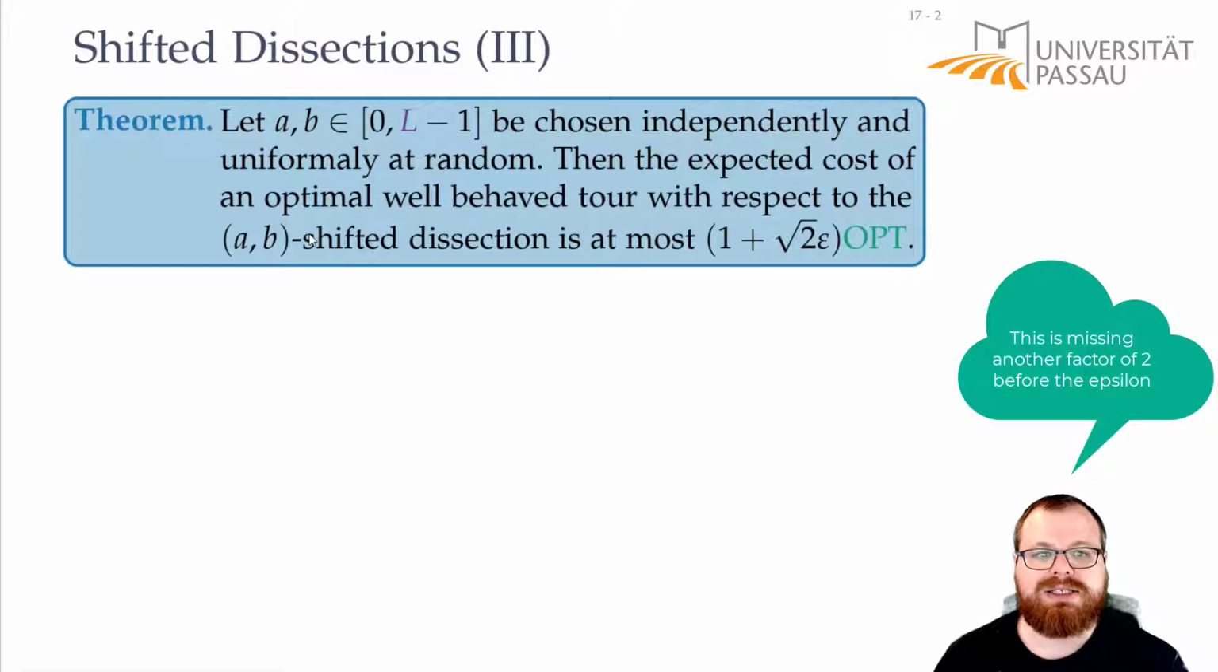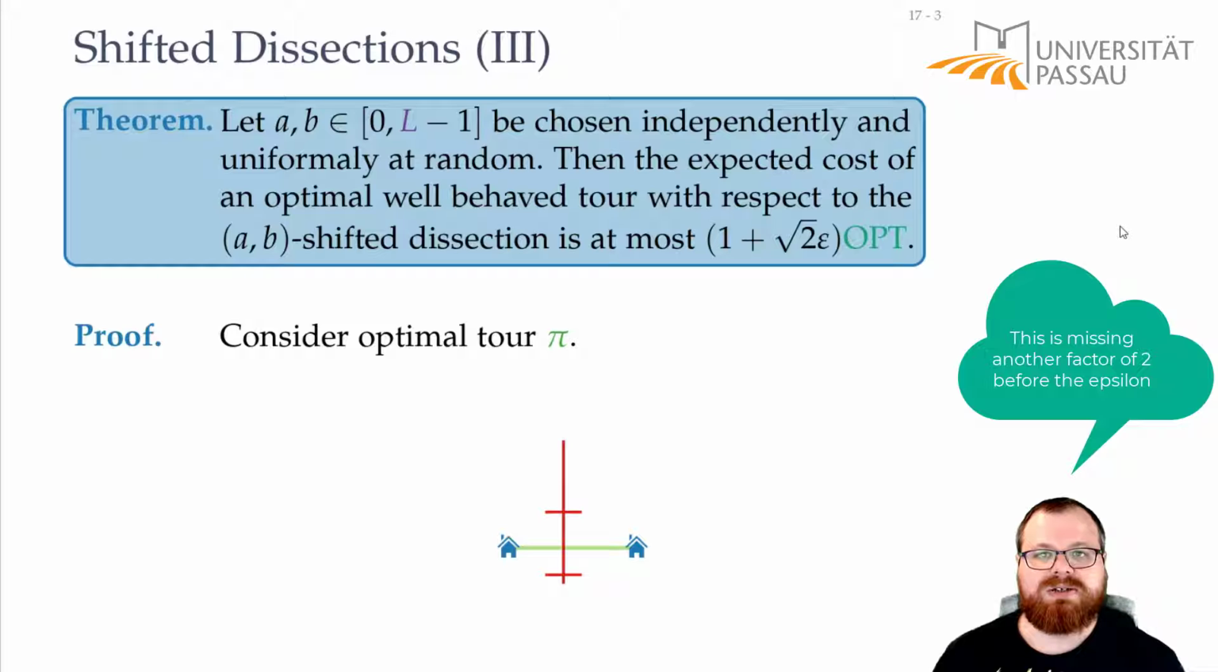Then the expected cost of an optimal well-behaved tour with respect to this shifting is at most 1 plus square root of 2 epsilon times opt. So this tells us if we just do any shift randomly, then the expected value is already 1 plus some function of epsilon times opt. So if the expected is at most this much, and we find the minimum of all of them, then of course it's also at most this much. So if we just compute for every A and B here the best well-behaved tour, then this gives us our approximation factor. But how do we prove this?